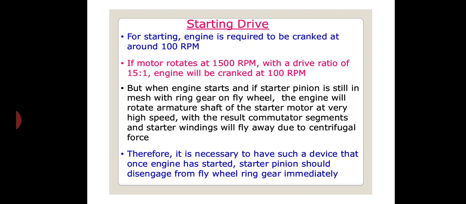Starting drive. For starting, the engine is required to be cranked at around 100 rpm. If the motor rotates at 1500 rpm with a drive ratio of 15:1, the engine will be cranked at 100 rpm. But when the engine starts, if the starter pinion is still in mesh with the ring gear on the flywheel, the engine will rotate the armature shaft of the starter motor at very high speed. As a result, the commutator segments and starter winding will fly away due to centrifugal force. Therefore, it is necessary to have a device so that once the engine has started, the starter pinion is disengaged from the flywheel ring gear immediately.